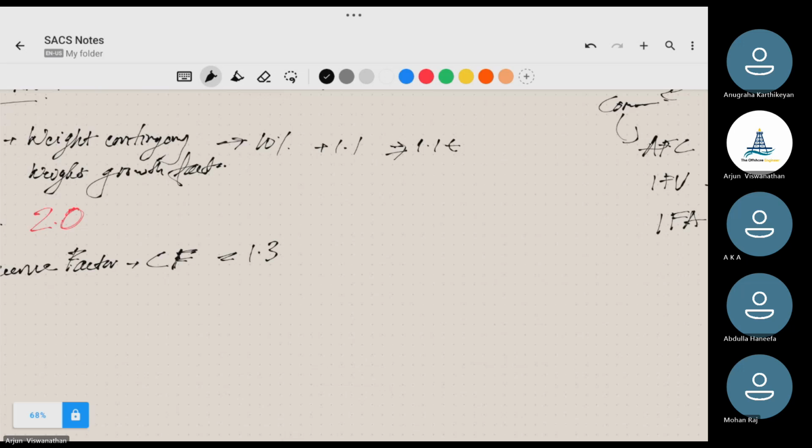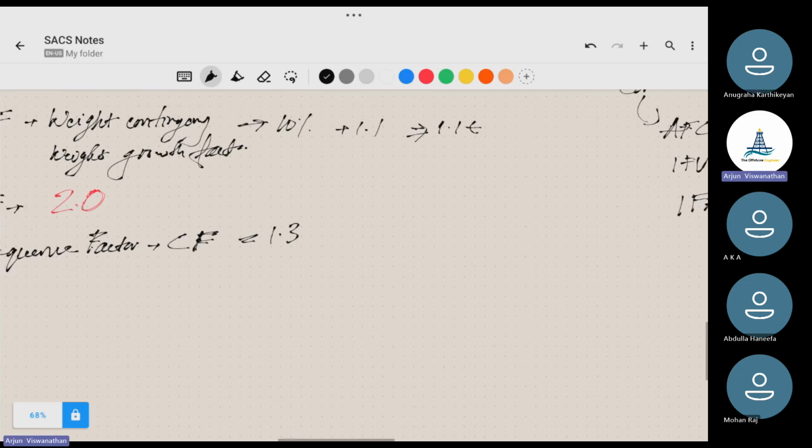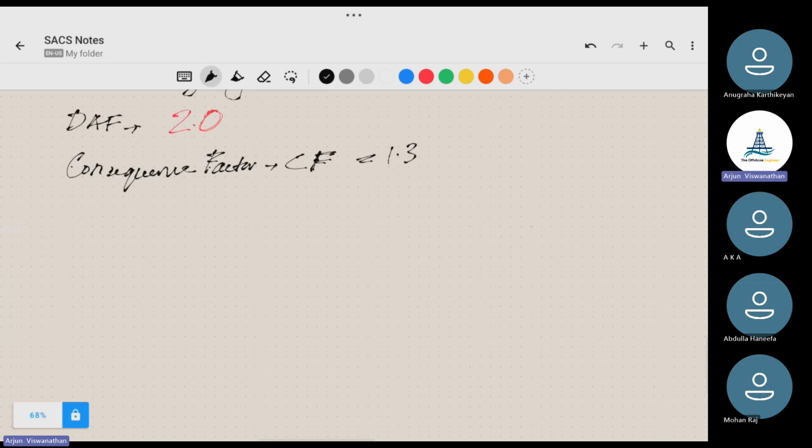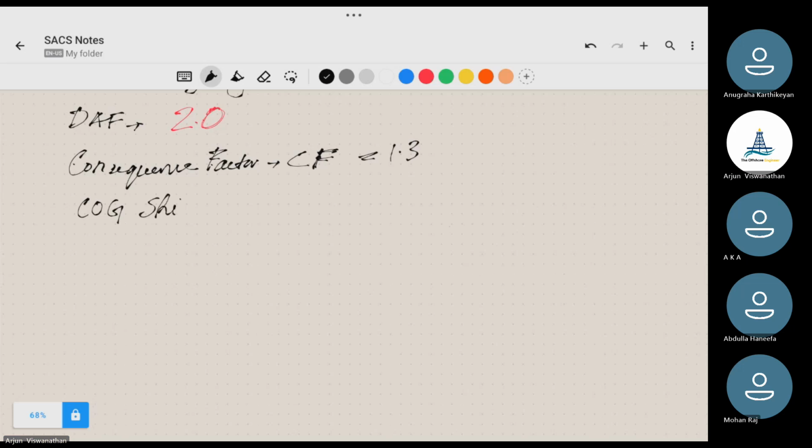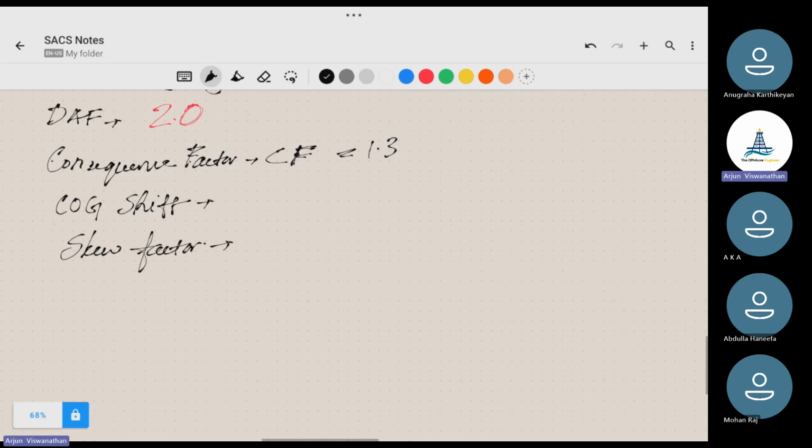Yes. Okay. Next one. There are two more factors which we usually use. All the lifting I have done so far is with a single hook point. The other ones we used to consider are two extra factors. One is the COG shift factor, and another one is the skew factor. Before going to the skew factor, let's discuss the COG shift factor.